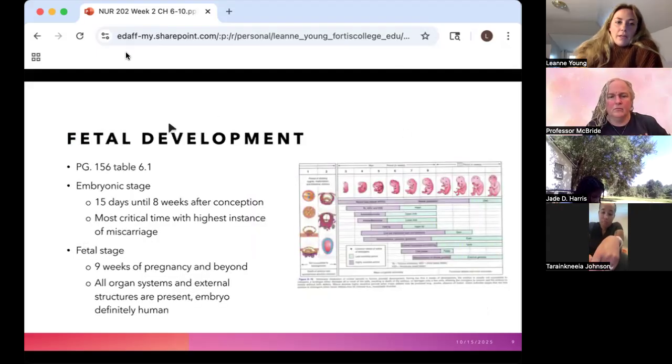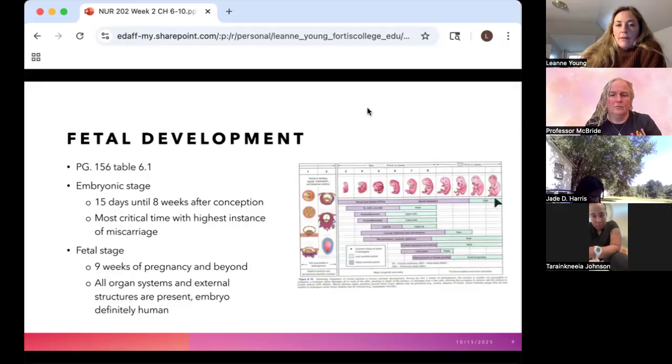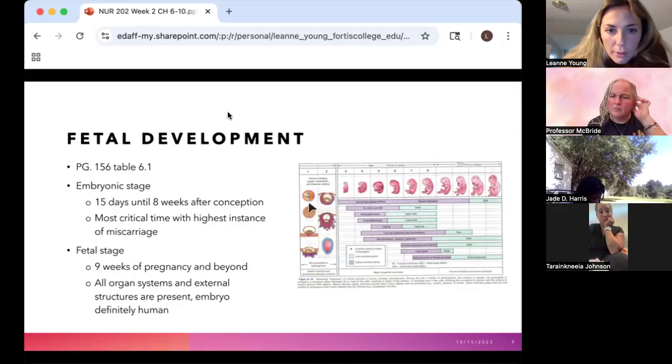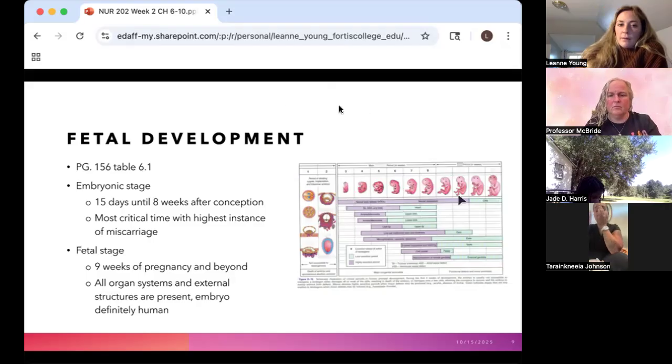So, kind of diving into fetal development. On page 156, table 6.1, there's this really awesome graph that shows the baby's growth through weeks 1 through, I think it goes to 8. Sorry, it's really small on my screen. But this shows what the fetus is developing and how they're developing, and the typical growth points that you want to be meeting at each week of life.